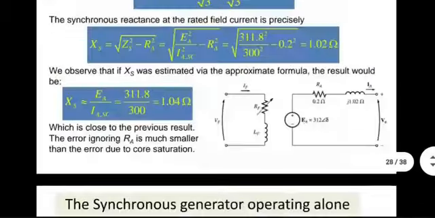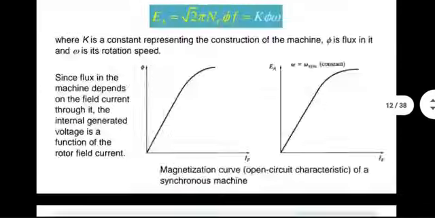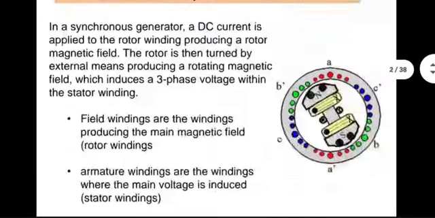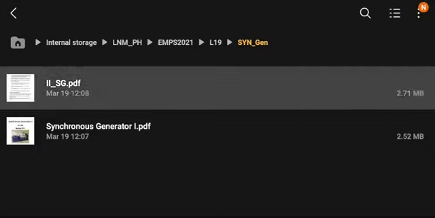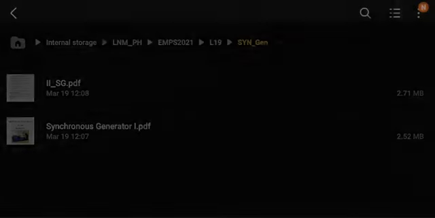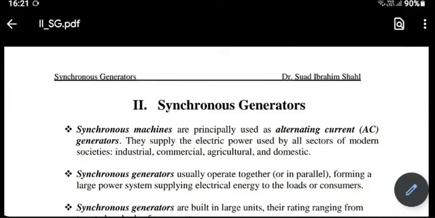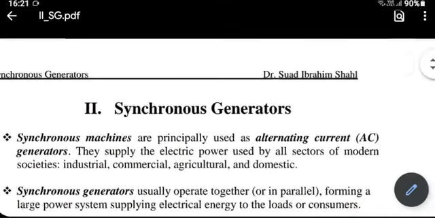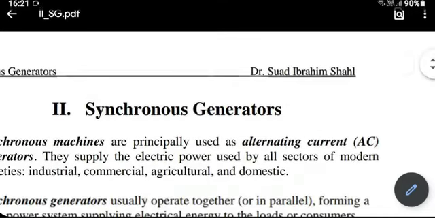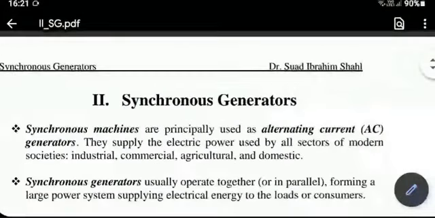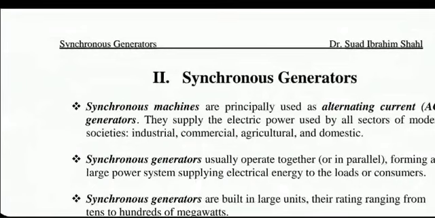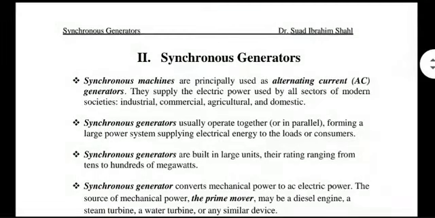The idea here was to show you the 3D pictorial diagrams for the construction of synchronous generators. Another good document is this one. Again, I don't know if I know the author. Yeah, actually, I know the author, Dr. Shahil, whatever. He has prepared a very good document on synchronous generators. Again, there is no point going through each and every line carefully. I want you to get an overview before I go to my own notes.